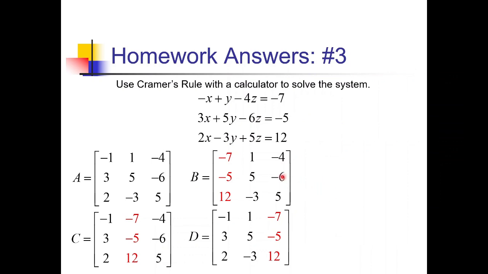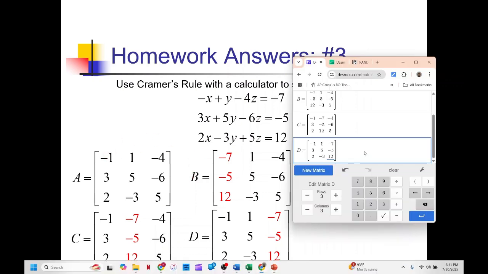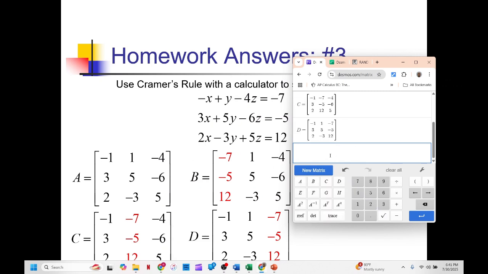So now that I've got all of those, to find the x value, I need to do the determinant of b divided by the determinant of a, and I'll do that completely on the calculator. So let me just enter down to another entry, and then we'll do det of b with a parentheses divided by determinant of a, and that comes out to 2.